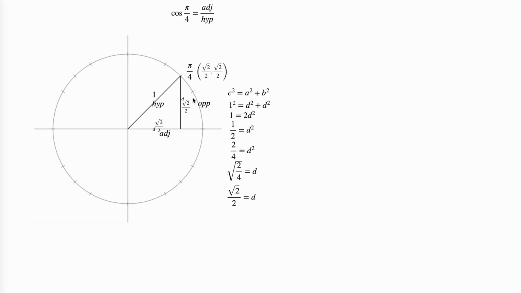The cos of this angle, which is pi over 4, is the adjacent over the hypotenuse, which is root 2 over 2 over 1, giving us root 2 over 2, which is this. The x coordinate is the cosine of pi over 4. The y coordinate is the sine of pi over 4. Sine of pi over 4 is the opposite over the hypotenuse, which is root 2 over 2 over 1, which gives us root 2 over 2. Sine of pi over 4 is root 2 over 2.